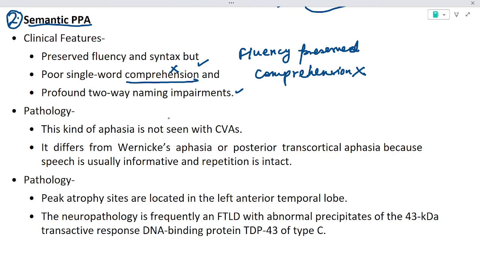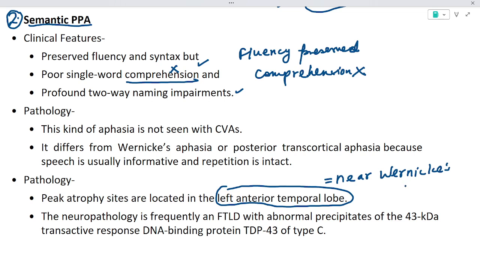In agrammatic, the grammar will be lost, and in semantic, comprehension is lost. What do you think will be the pathology? The pathology will be in the left anterior temporal lobe. It is near Wernicke's area. That is why this aphasia resembles Wernicke's, though the pathology is not at Wernicke's area but near it, in the left anterior temporal lobe.